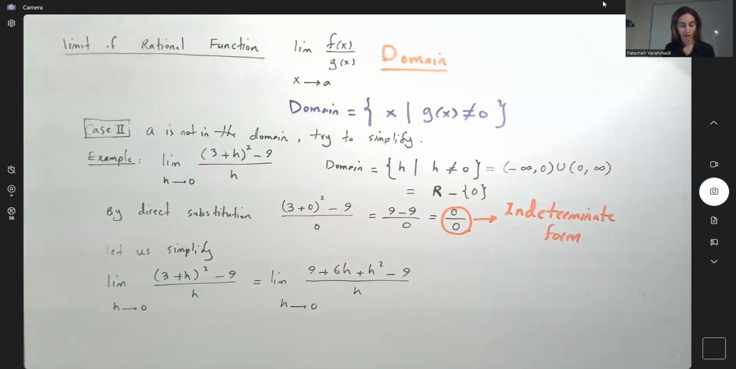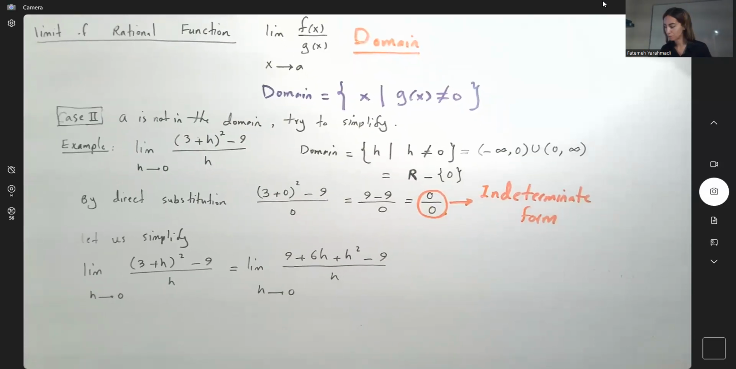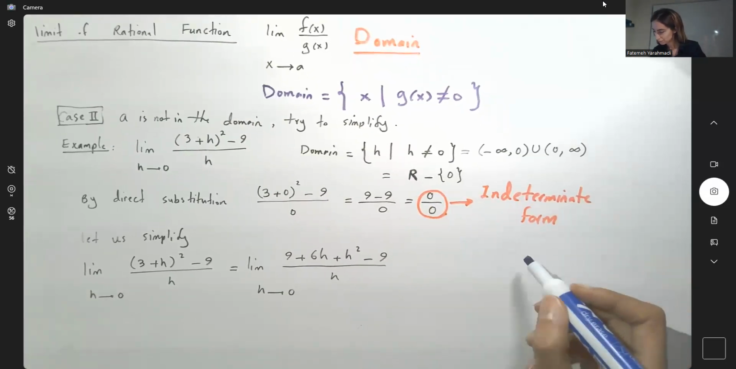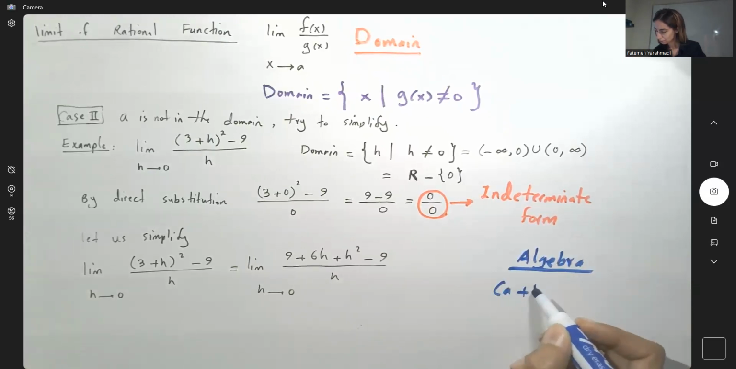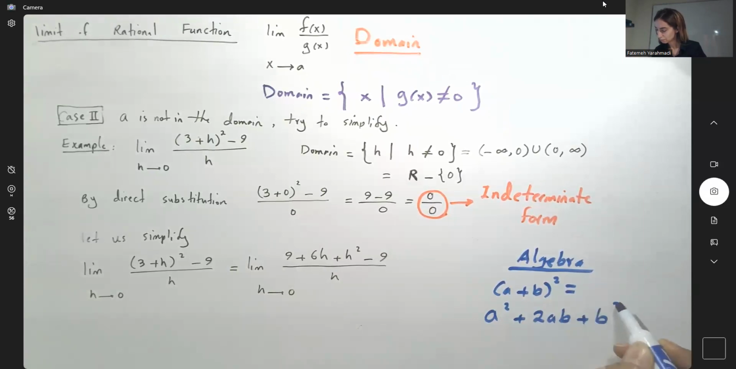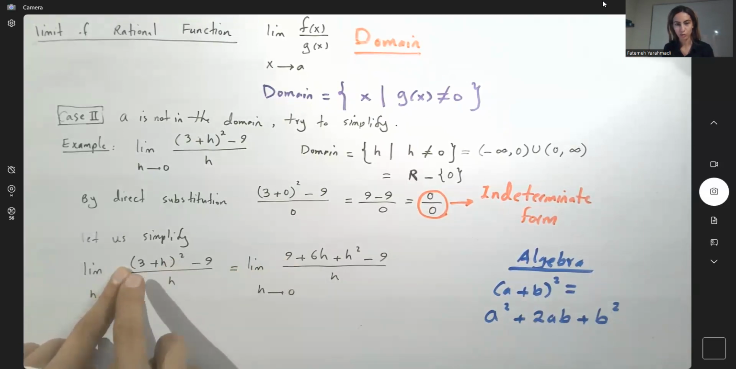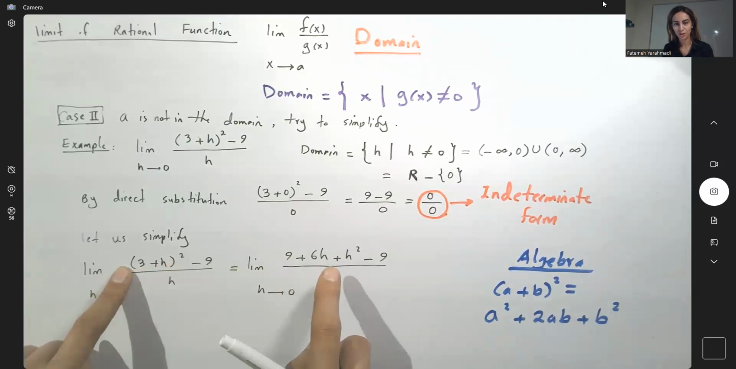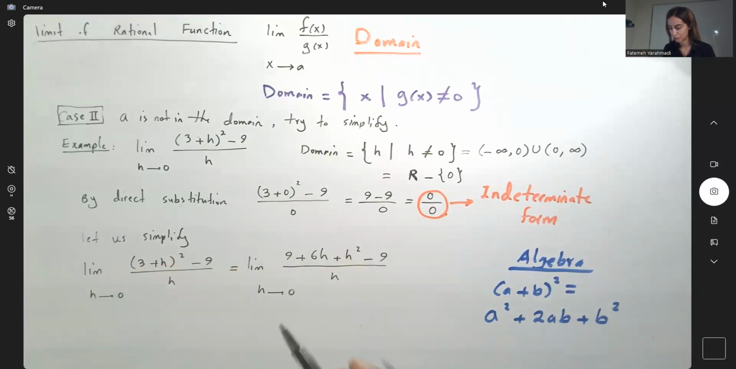So again, from algebra, remember that if you have (a plus b) to the second power, it is a squared plus 2ab plus b squared. (3 plus h) to the second power is 9 plus 2 times 3 times h, which is 6h, plus h squared, and you have a negative 9, so you have to do the subtraction here.